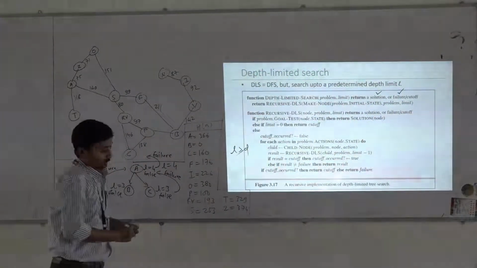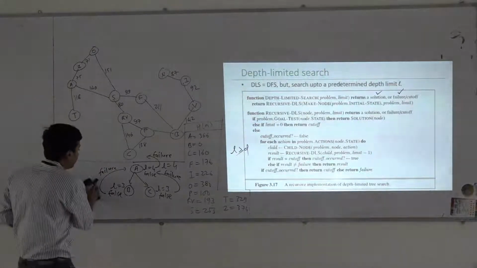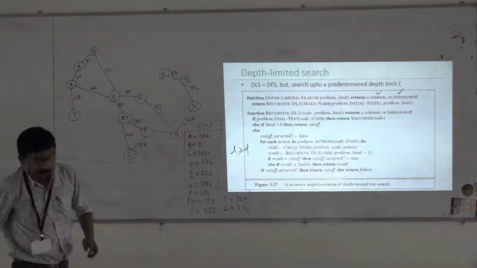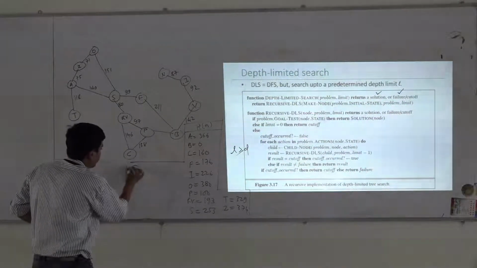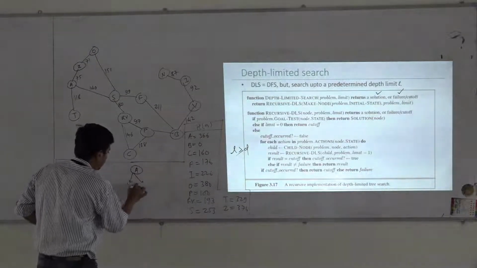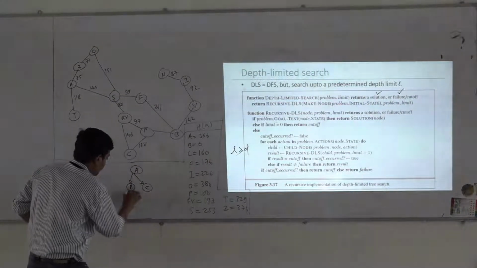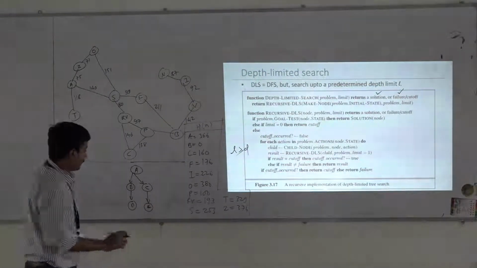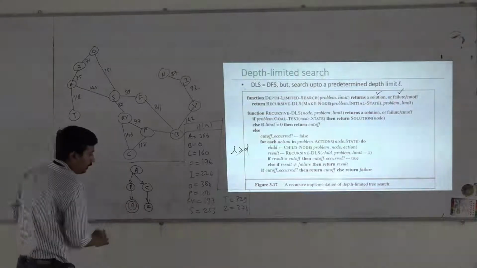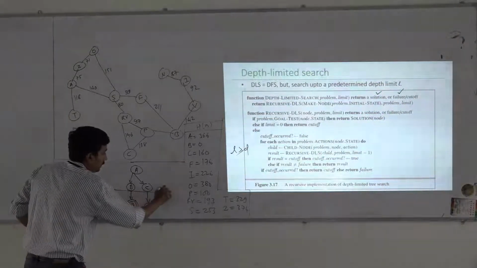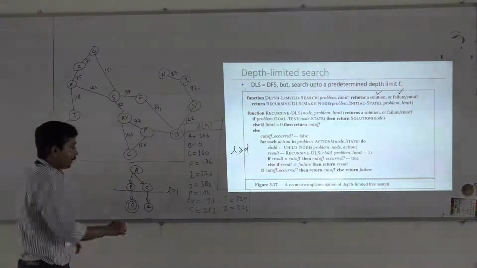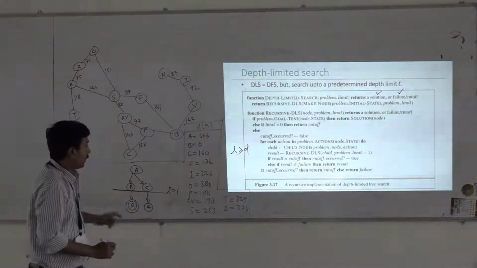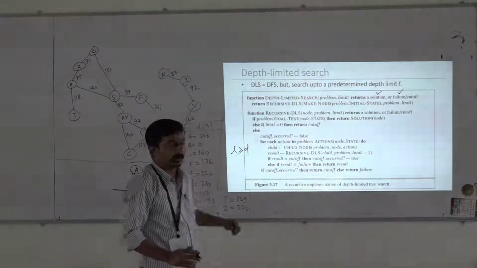Next, the last case is the cutoff case. It will happen when a goal is there. For this example, consider D is our goal and you have set a cutoff as L equals 1. So L equals 1 means what? We will traverse till this point only. So now our algorithm should return a cutoff as a result.